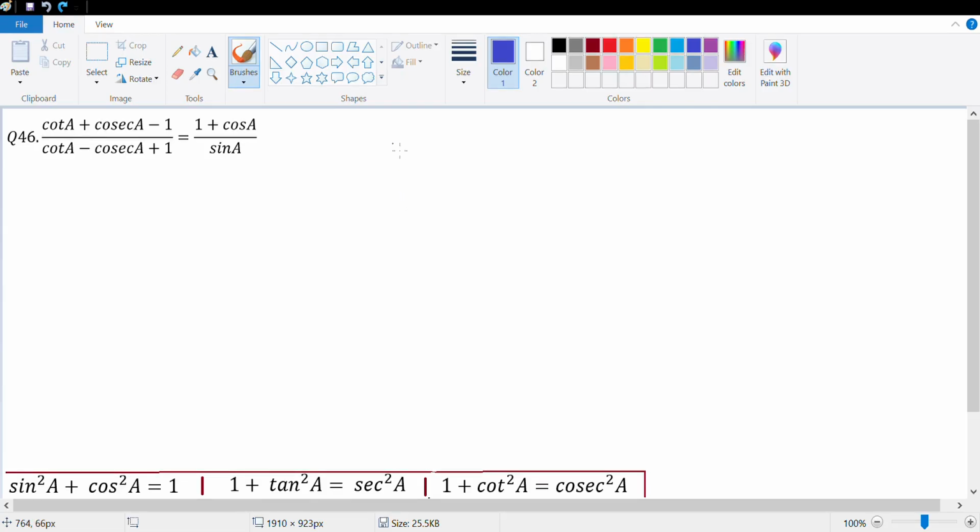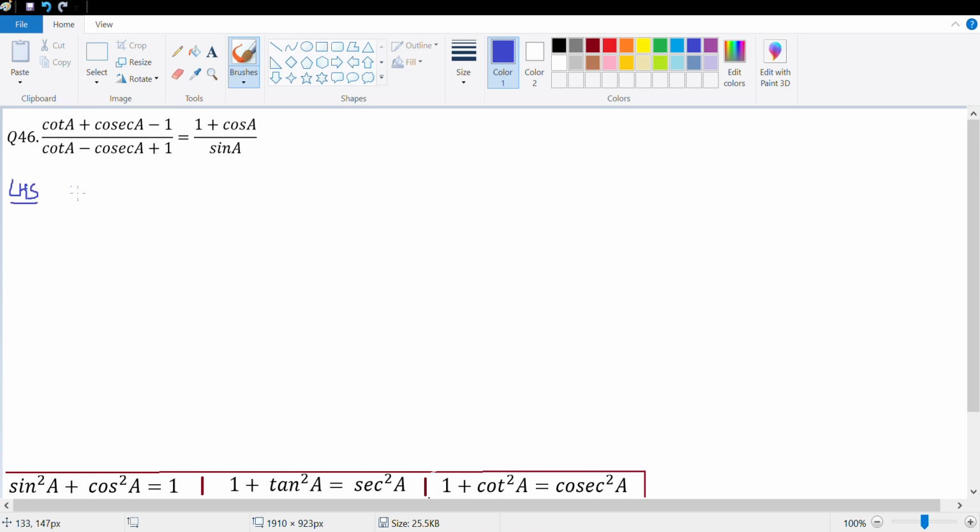Hi guys, that brings me to the last two questions of this exercise. So let's look at question number 46. Question 46 says on the left hand side, which is obviously the more complicated in this one, has cot, cosec, and on the right hand side I have only sine and cos, which means I should convert cot and cosec in the left hand side to sine and cos.